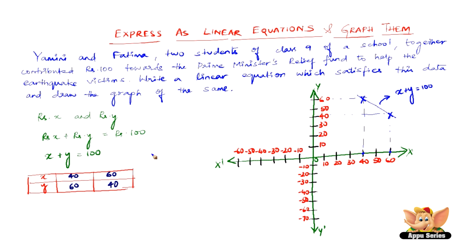All the solutions of this equation are going to lie on this straight line, and it may extend further depending on the values that we provide. So we needed the linear equation, which is x plus y equals 100, and we had to graph it, which is this.